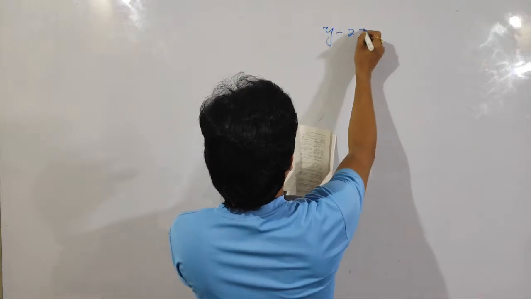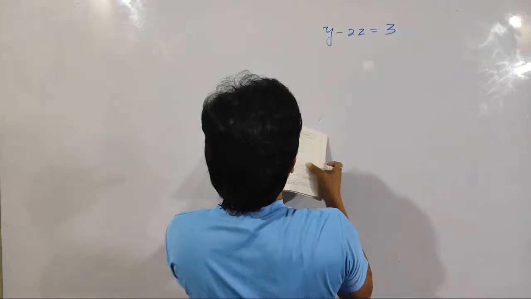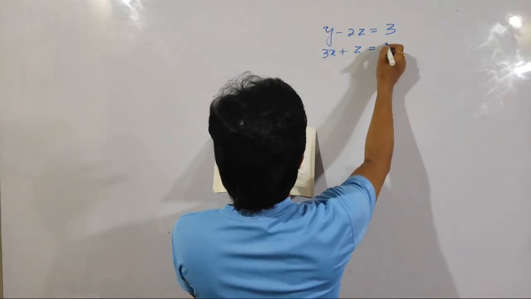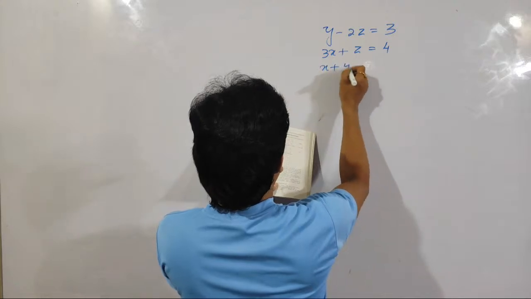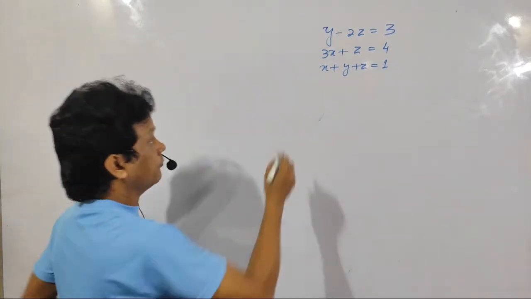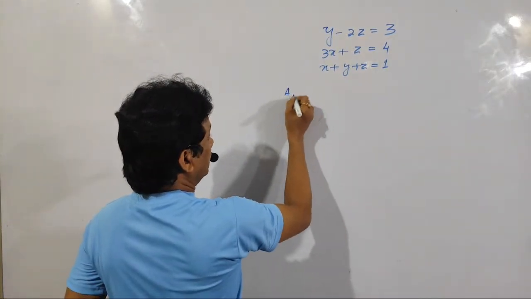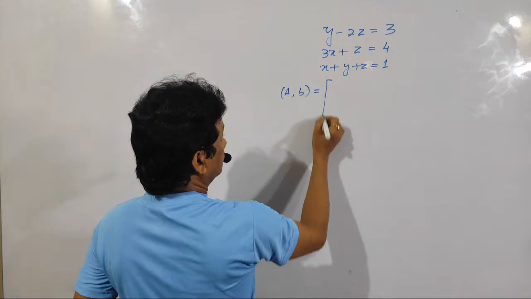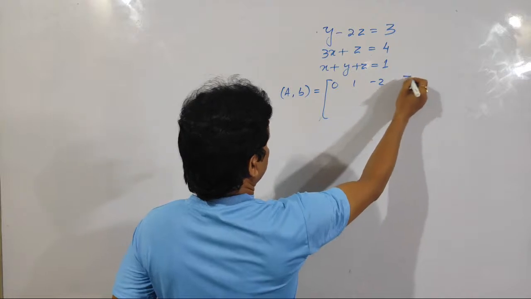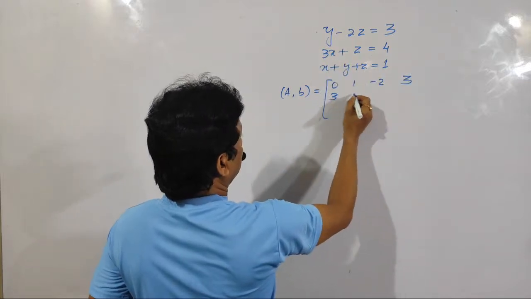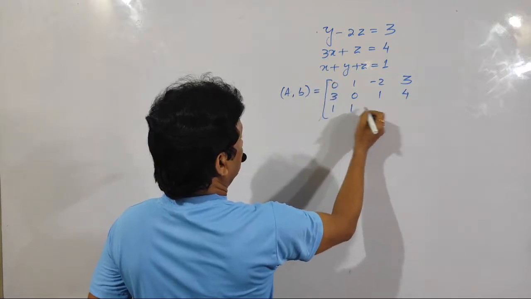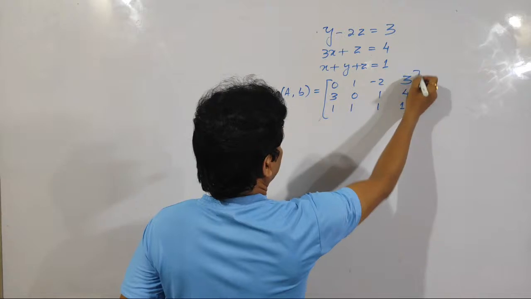Y minus 2z is equal to 3, then 3x plus z is equal to 4, then x plus y plus z is equal to 1. Okay, see here. The augmented matrix AB is equal to how much? The value of x is 0, 1, minus 2, this is 3, and here 3, 0, 1, 4, and the coefficient of x is 1, it is 1, this is also 1, this is also 1.